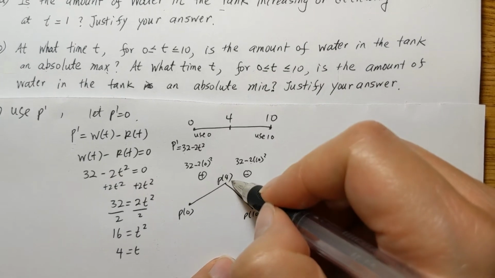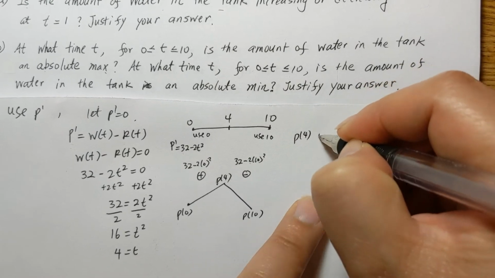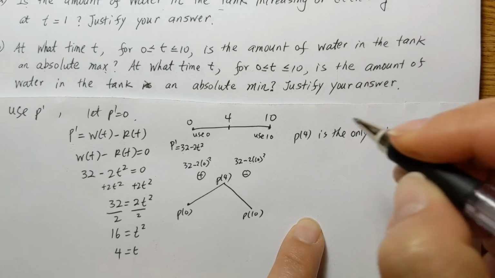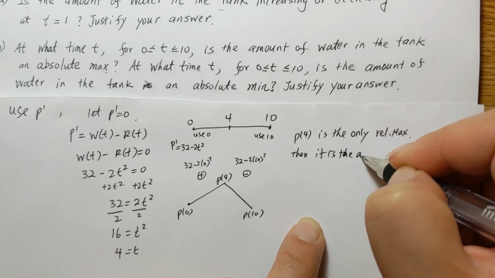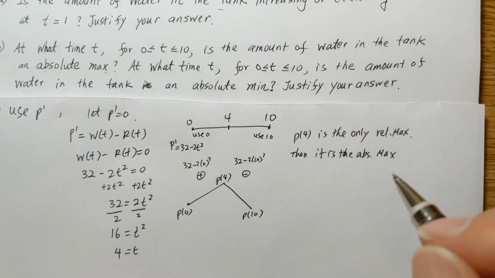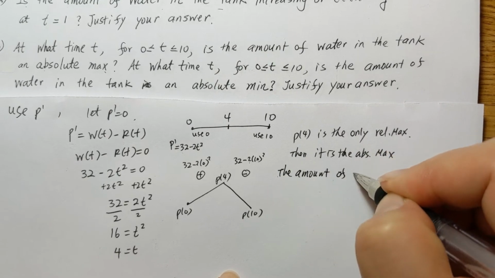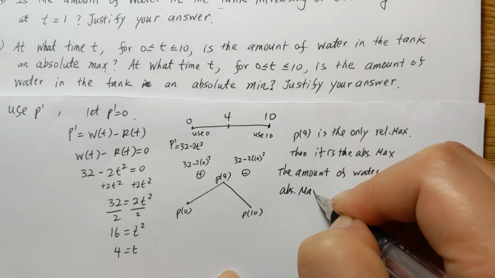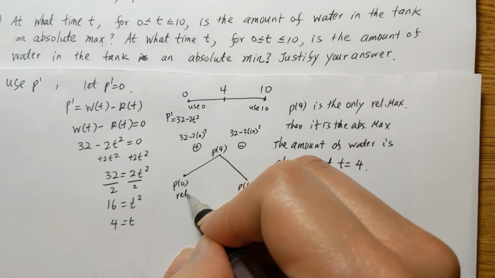So we found out that there's only one relative max, so then it had to be the absolute max. So P of 4 is the only relative max. You have to say this. Then it is the absolute max. Because of that, we don't have to compare. So the amount of water is absolute max at t equal to 4. So we got two relative min.